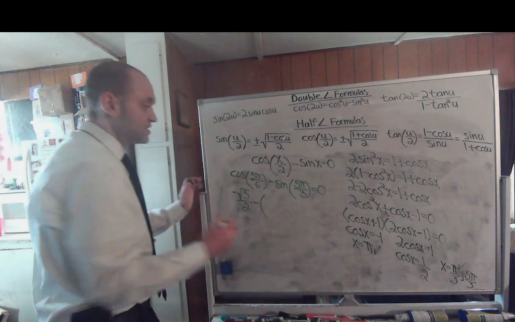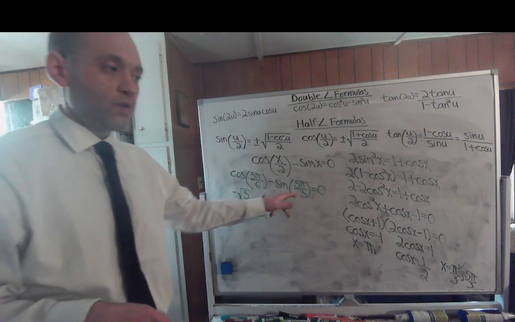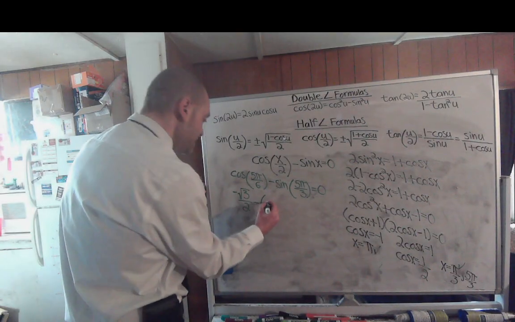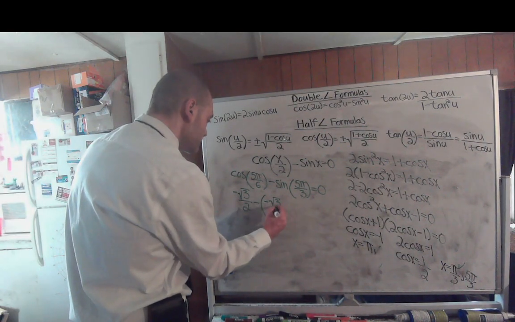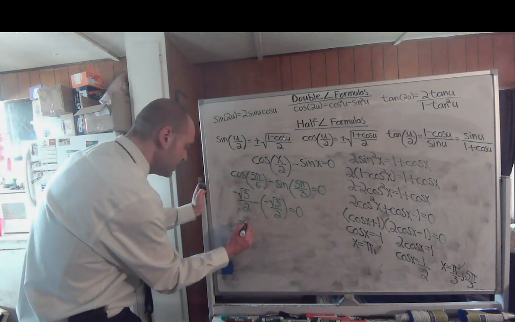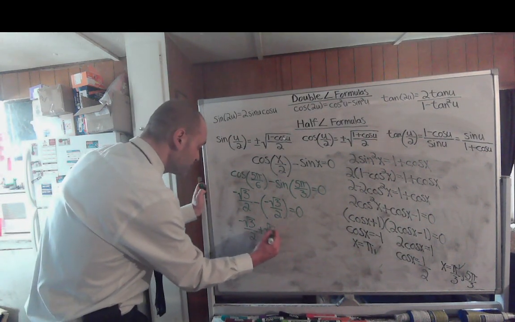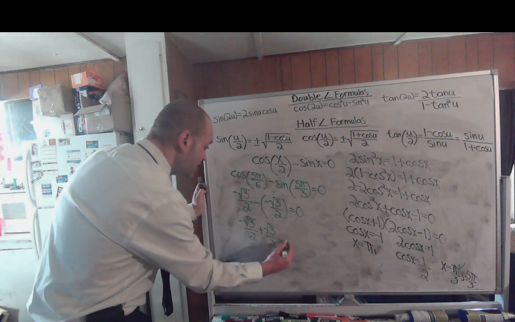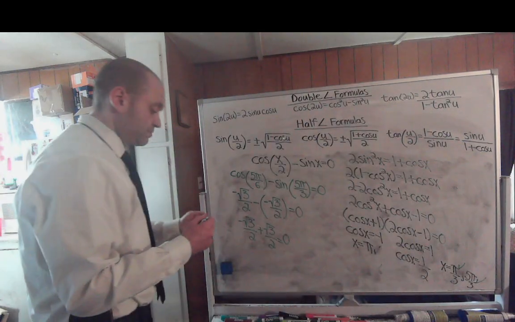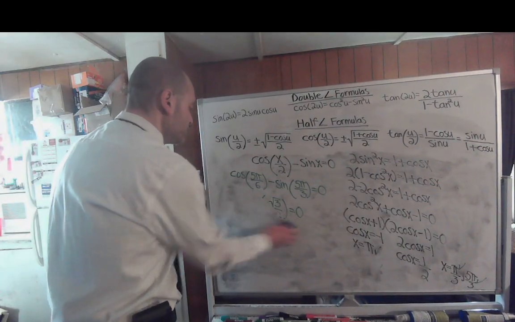minus, now what is the sine of 5 pi over 3? That's like a 60-degree angle in the fourth quadrant. That would be the negative of the square root of 3 over 2, equal to 0. So you would end up getting negative of the square root of 3 over 2 plus the square root of 3 over 2 equal to 0. And we know that's a true statement, so 5 pi over 3 also works. So once again, we have 3 general solutions.